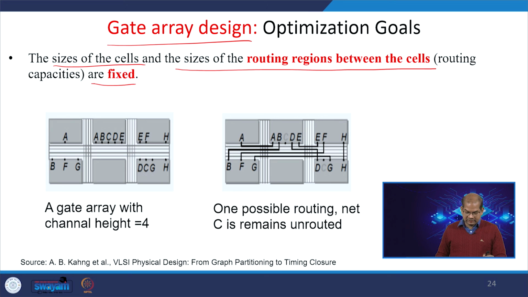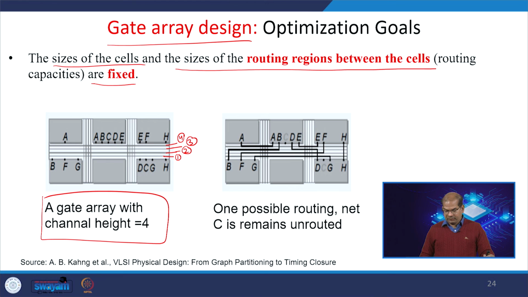Now, you have a gate array with channel height of 4. Channel height of 4 means we have 4 tracks: this is 1, this is 2, this is 3 and this is 4. One possible routing is that you can do the connections like this, where we are minimizing the wire length, but the problem with this one is that the C net is not routed. There are no routing resources available here.